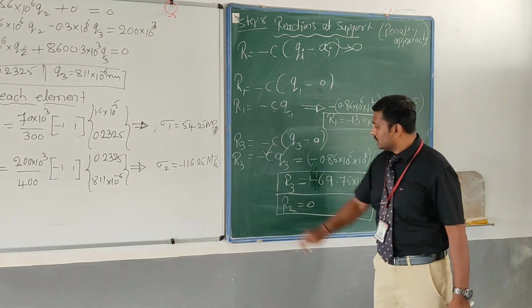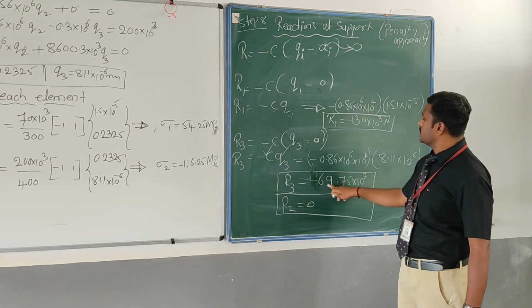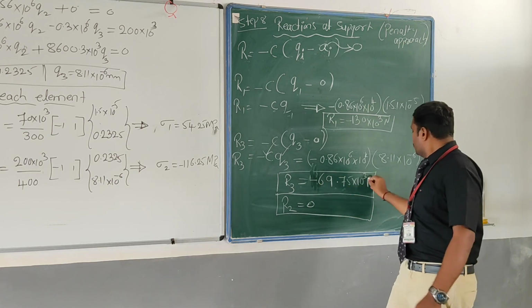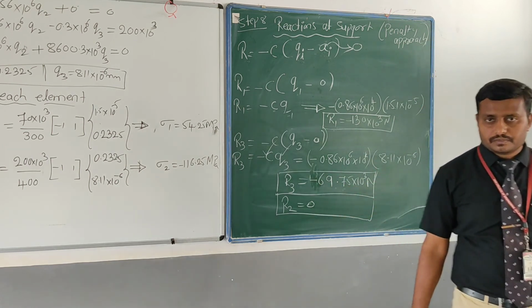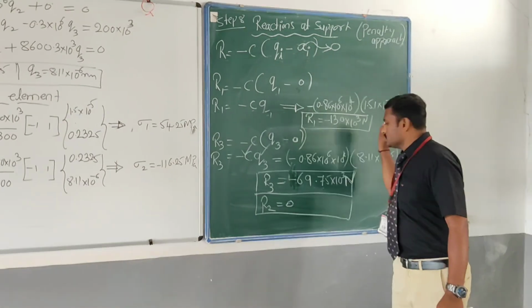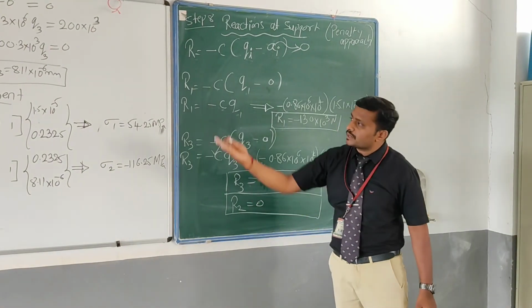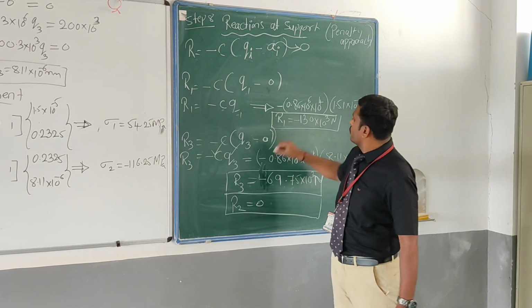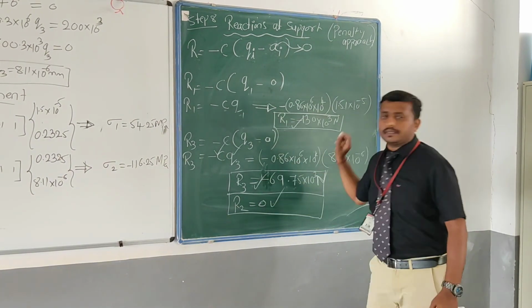You are finding R3. The R3 value you get is minus 69.75 times 10 to the power of 3 Newtons. This is a force, that's why the unit is Newton. R2, you know that there is no support, so that value is 0. So we found R1, R2, and R3.